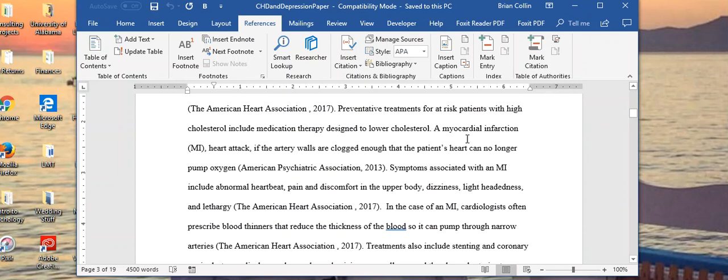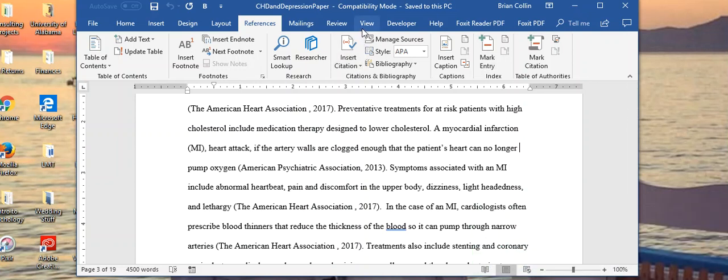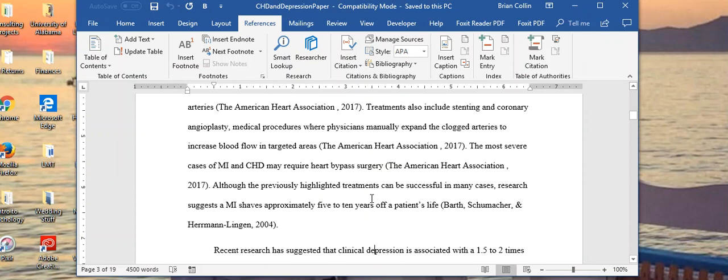So a myocardial infarction, or a heart attack, is if the artery walls are clogged enough that the patient can no longer pump oxygen to the blood. Symptoms of a myocardial infarction include abnormal heartbeat, pain, discomfort, and so on. In case of a myocardial infarction, cardiologists prescribe blood thinners that reduce the thickness of the blood so it can pump through the narrow arteries. Treatments also include stenting and coronary bypass surgery. So I talk about all the treatments here.